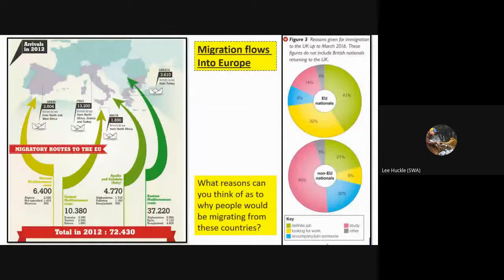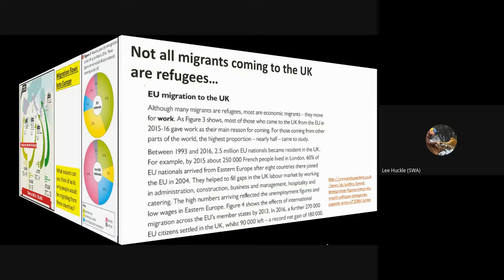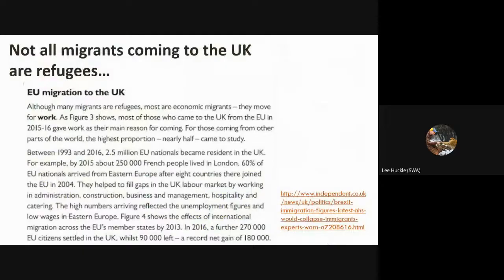We then went back to that migration of people from Africa to Europe, and looked at some more data presented in different types of map format. Because don't forget, in paper two, you are going to get data presented in map format, different types of graphical representation. And then we looked at this: not all migrants coming to the UK are refugees. So just pause yourself to remind yourself of that.